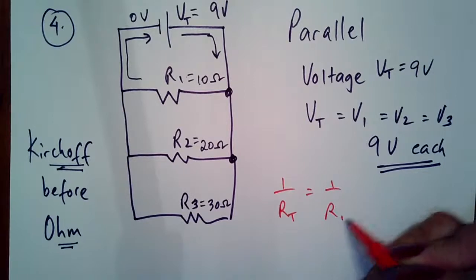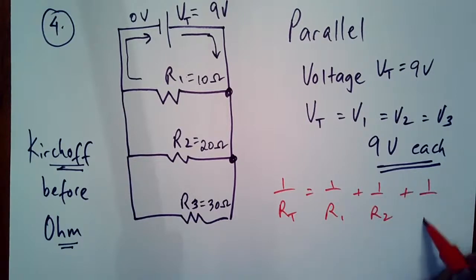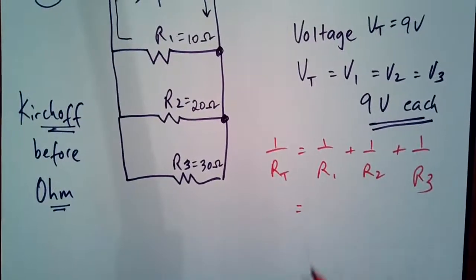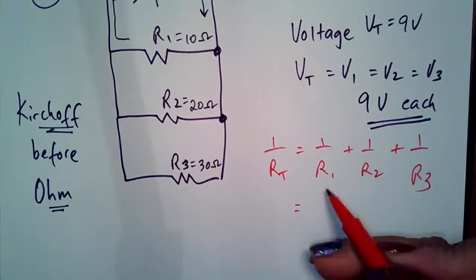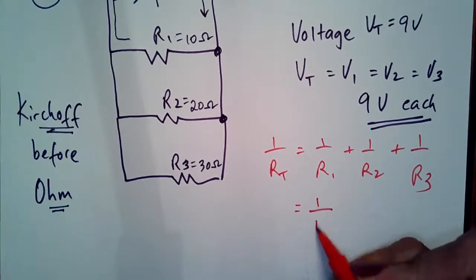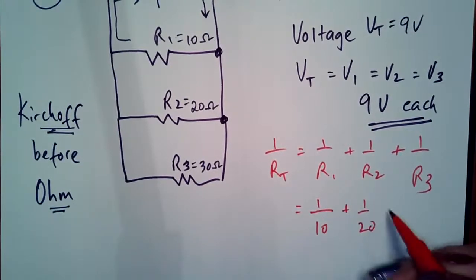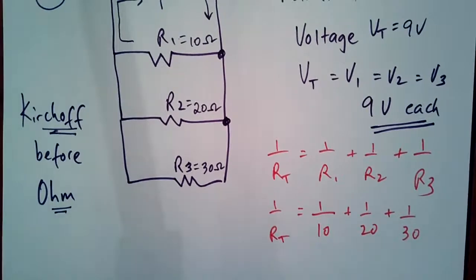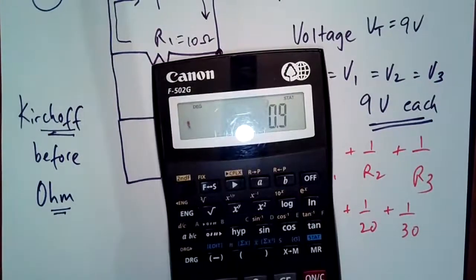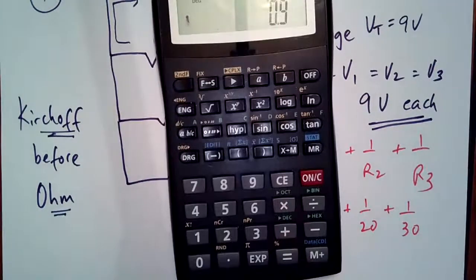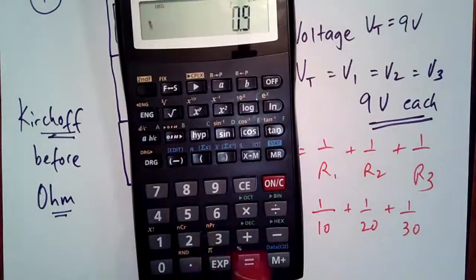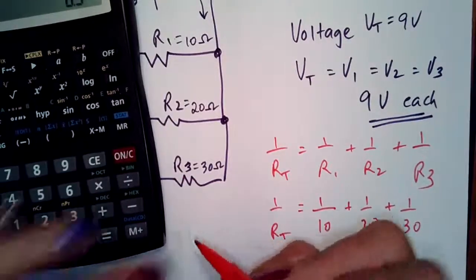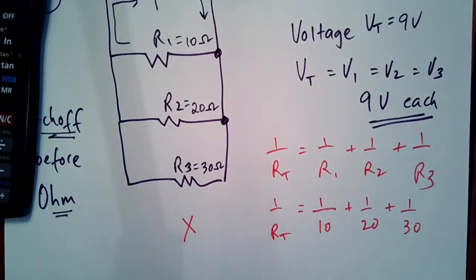So 1 over R1 plus 1 over R2 plus 1 over R3. I'm going to do this in detail for the reciprocal. So 1 over 10 plus 1 over 20 plus 1 over 30. Now remember, this is 1 over RT, not RT. Now in your calculator, you have different ways to do this. The calculator that I have here has this x to the power of -1. So use those buttons instead of typing in all these numbers.